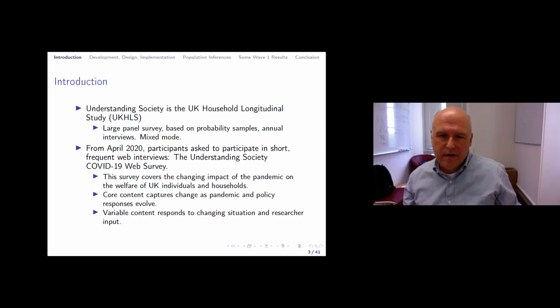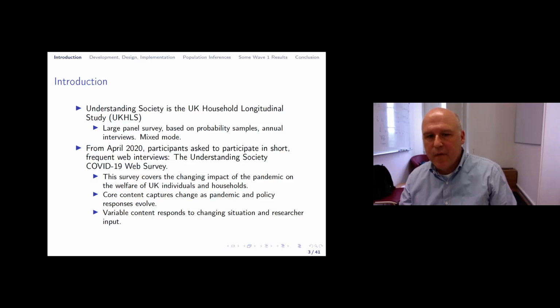So that's an existing study, a very large household panel survey that's been going on for more than 10 years, but it collects data annually, and content evolves very slowly. And so with the arrival of the pandemic and the associated economic crisis, we thought that it would be very important to get more rapid and more focused information from our participants. So from April of this year, participants in the main study have been asked to participate in short, frequent web interviews. And that's what I'm referring to today as the Understanding Society COVID-19 web survey. And that's what I want to talk to you about today.